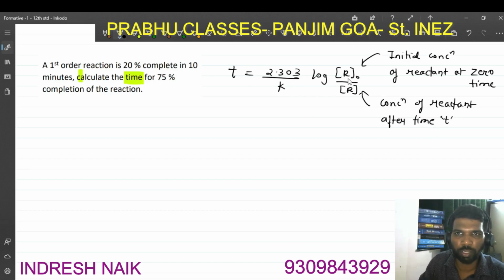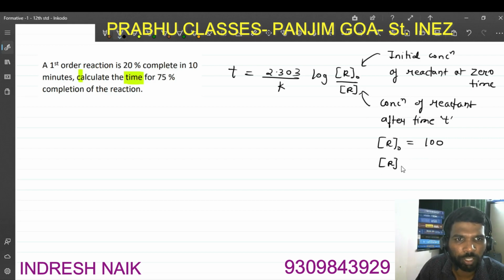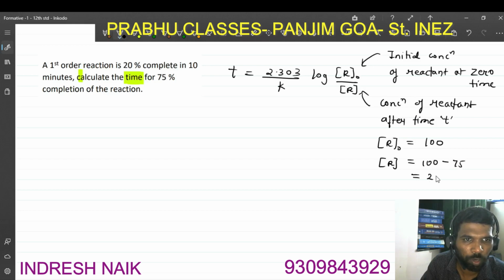We have the initial concentration. If we are taking R0 to be 100, meaning maximum concentration, let's take this to be 100. Okay, this is the simplest way. So what will be the concentration of the reactant left? 75% complete means it is 100 minus 75, right? So R will be 100 minus 75, so this will be 25. R will be 25.